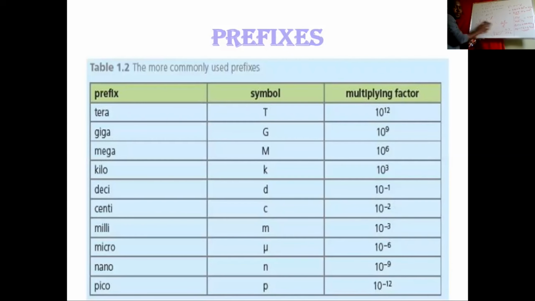These are the prefixes that they normally give you, so you need to know what each value of those prefixes is, because they're not going to actually tell you.